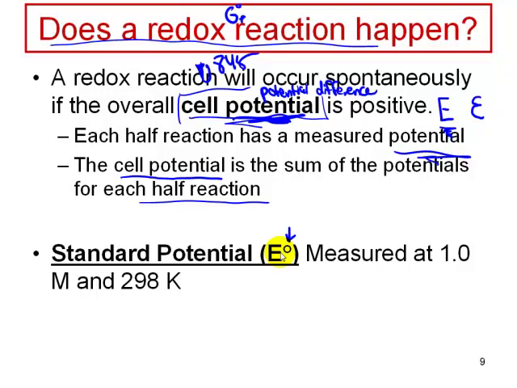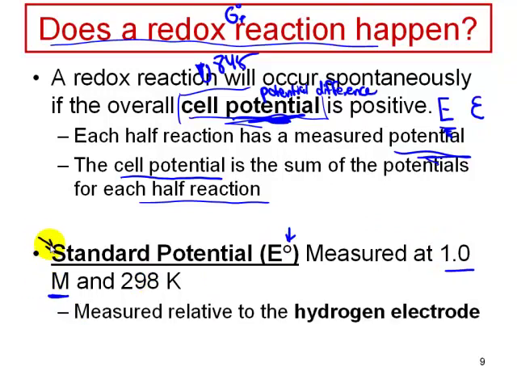The same thing is true here, but I'm just highlighting that the concentrations are 1 molar of the ions in solution. That's going to be important because the concentrations of ions in solution can vary. If we're talking about a standard potential, that means the concentration is 1 molar. And these are all measured relative to something called the hydrogen electrode.